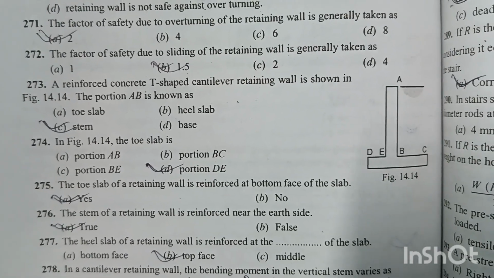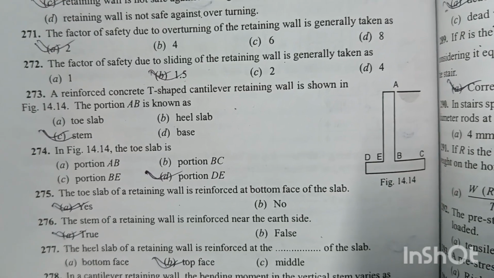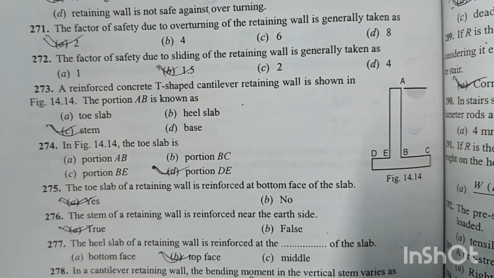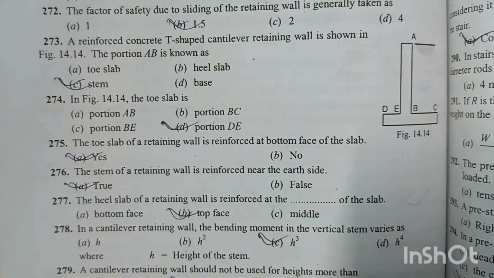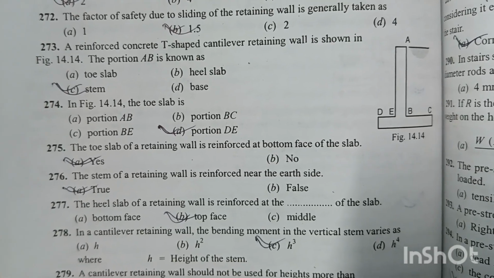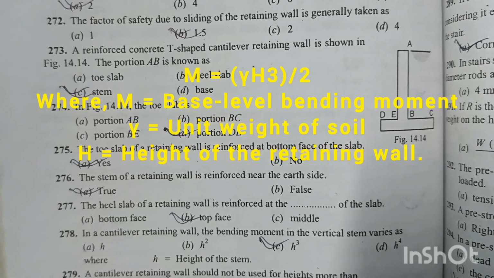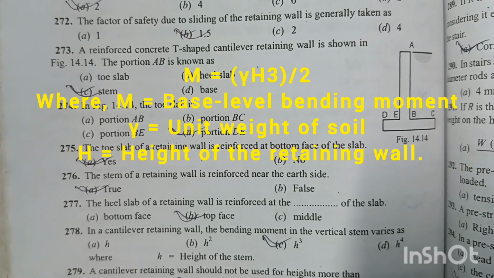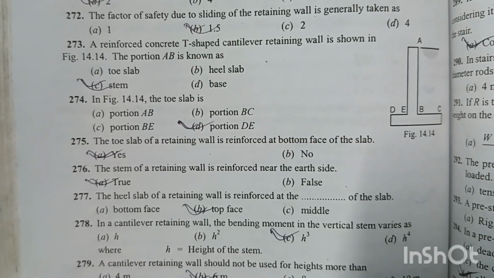Question number 277. The heel slab of a retaining wall is reinforced at the top face of the slab. Option B is right answer. Question number 278. In a cantilever retaining wall, the bending moment in the vertical stem varies as h cube. Option C is right answer, where small h is the height of the stem.